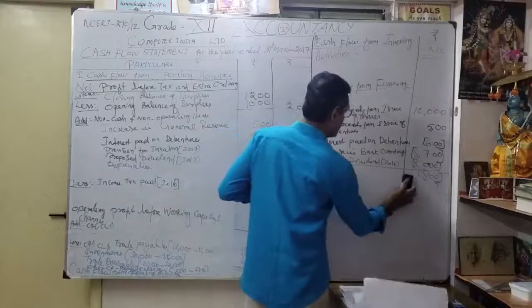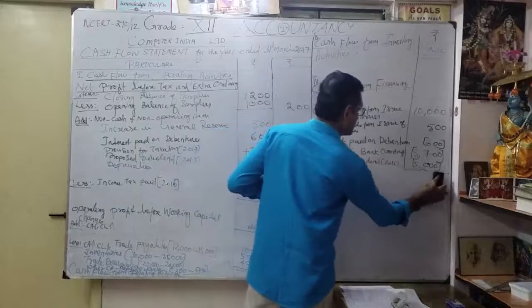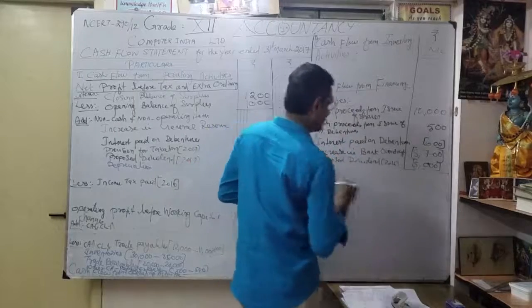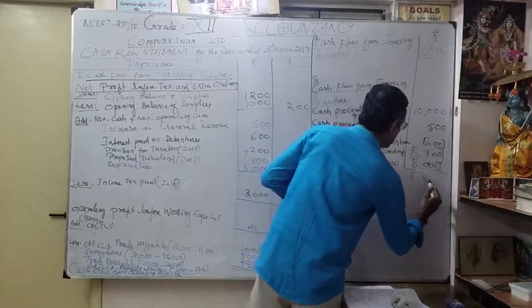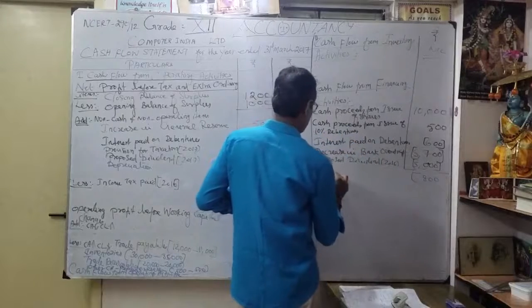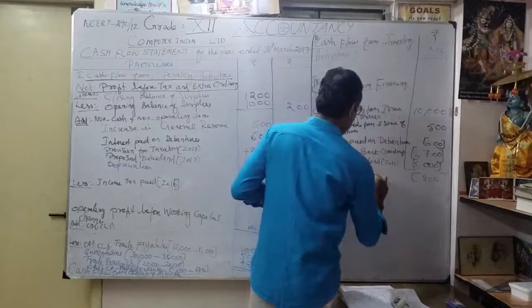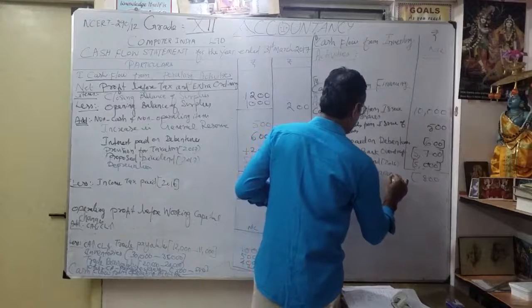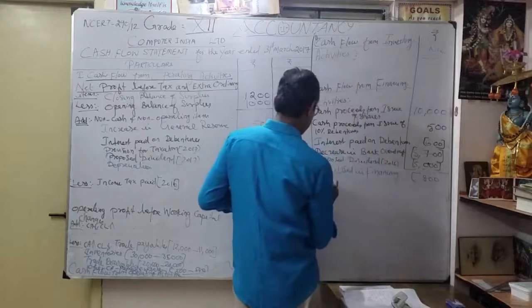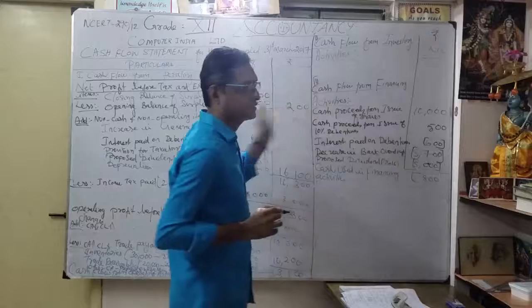Okay, now what am I going to write here? See. So our answer is what? Within the bracket, 800. That is called what? Cash used in financing activities. Okay, that's our Roman letter 3.